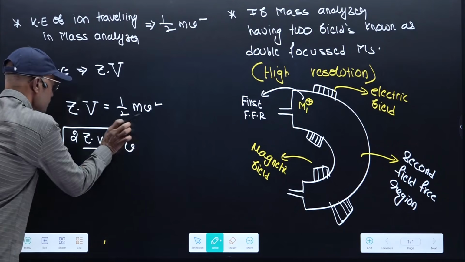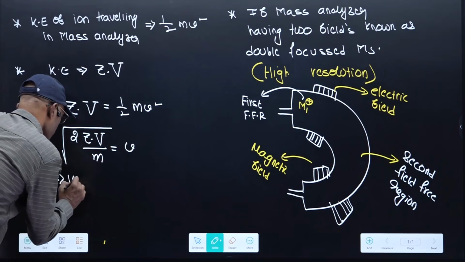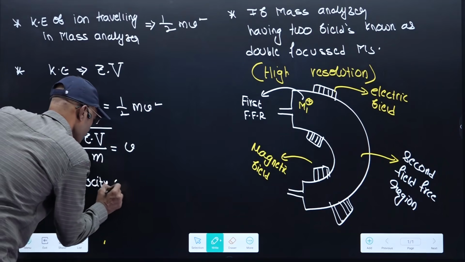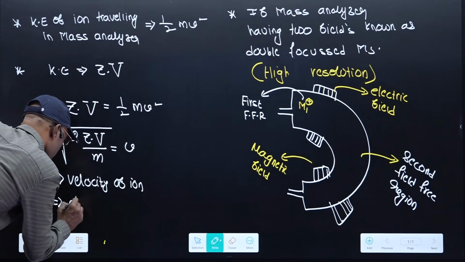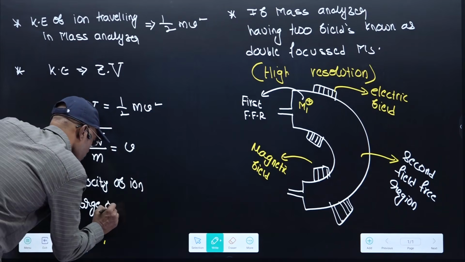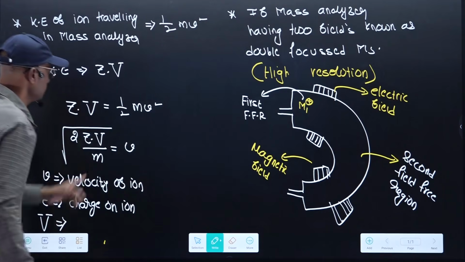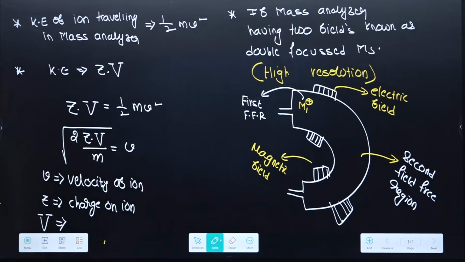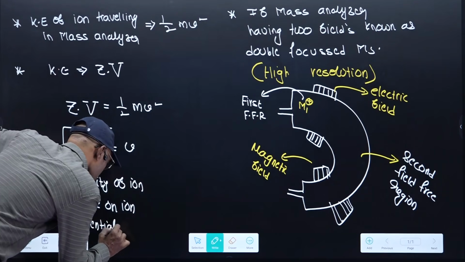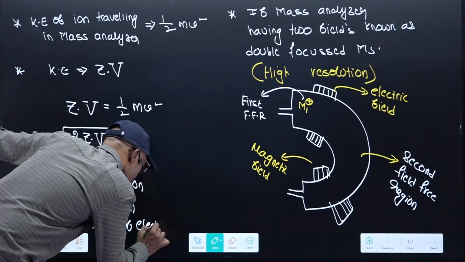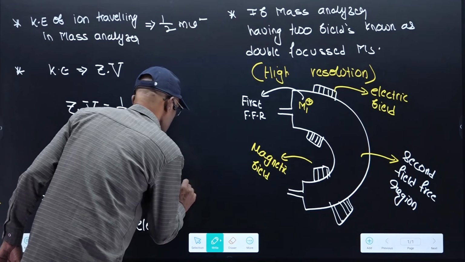So what is this v and what is this m? What is this v here? Velocity of ion. This small v indicates velocity of ion. What about Z? Charge on ion, charge present on ion. And what about this V, capital V? This is potential of electrode. How much potential we are using, that will be given here. Potential of electrode. And finally, what about m here? Mass of ion.